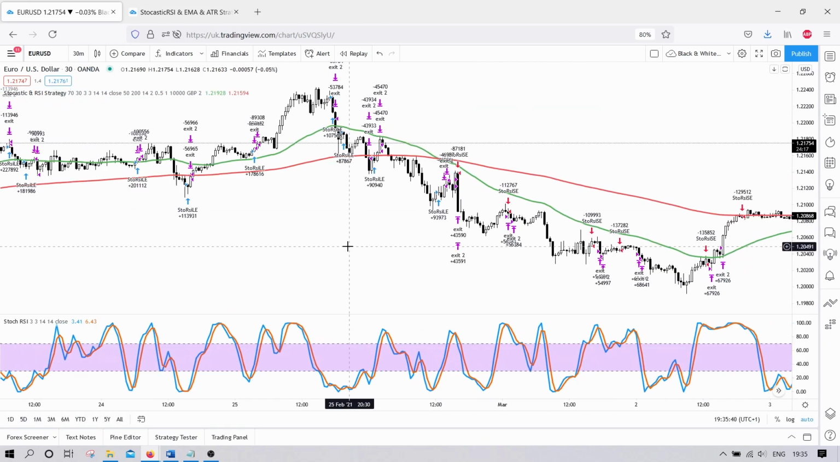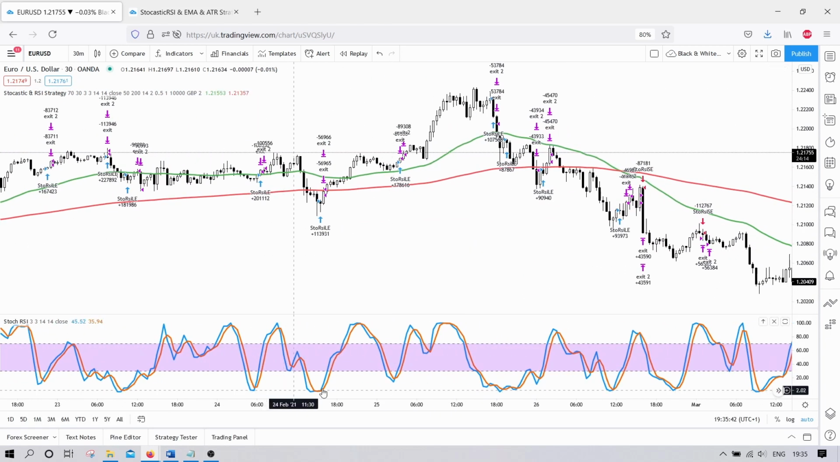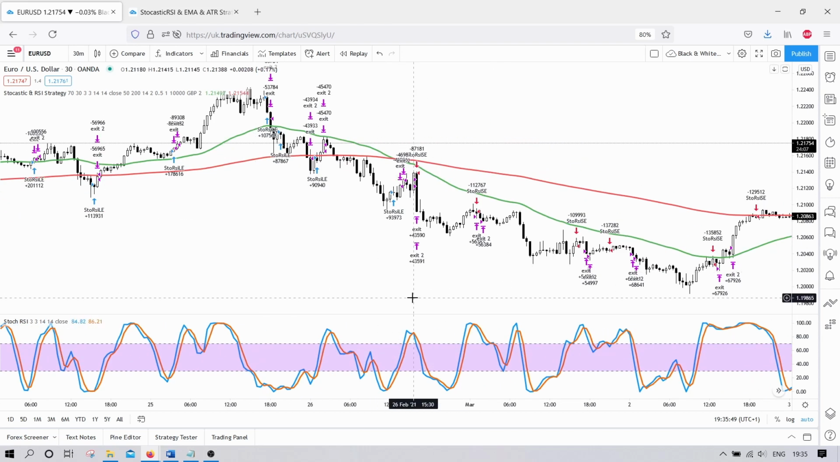The strategy is very simple and straightforward. We buy when the stochastic crosses over below the 20 level. We sell when it crosses over above 80. These levels can be adjusted to get the best results.